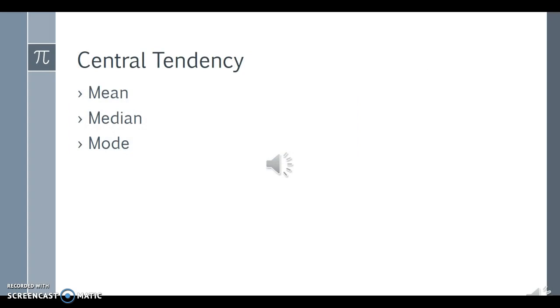Central tendency is also another descriptive statistical method. With central tendency, it is an estimation of the center point of distribution of our values on a specific variable. There are three ways that we measure central tendency: one is the mean, another is the median, and finally the mode.